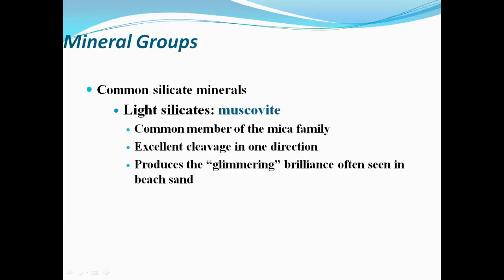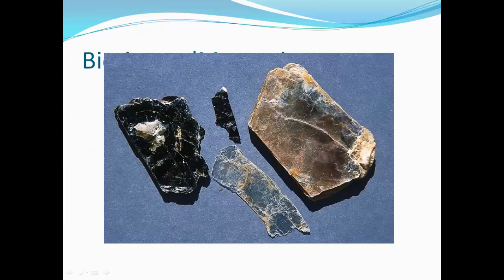And another one is muscovite, which we've seen already. It's the most common member of the mica family. Excellent cleavage in one direction, such that we can peel it apart into sheets. This produces the glimmering brilliance often seen in beach sand. Okay, here's a picture of muscovite, which is a light silicate. We'll get back to biotite. It's actually one of the dark silicates.